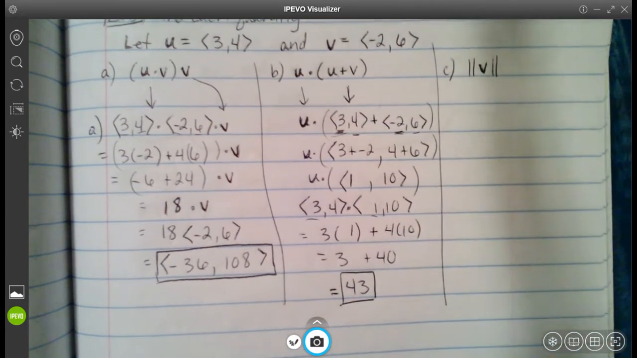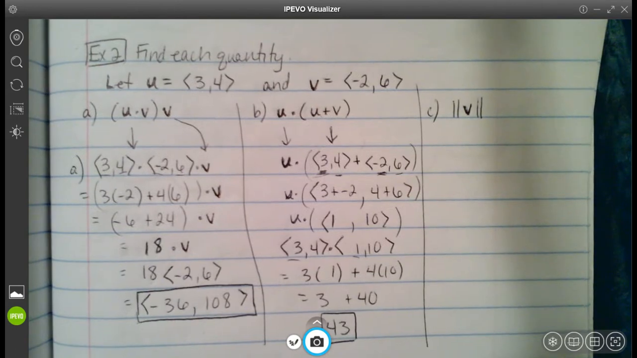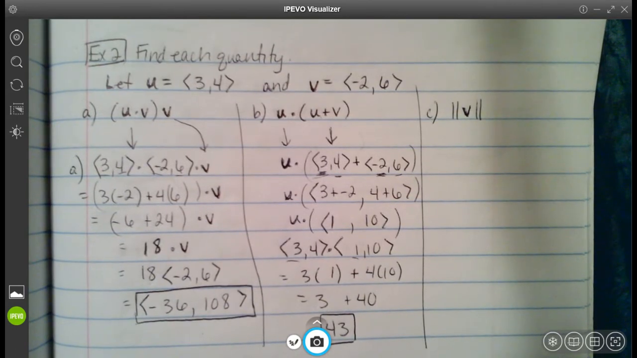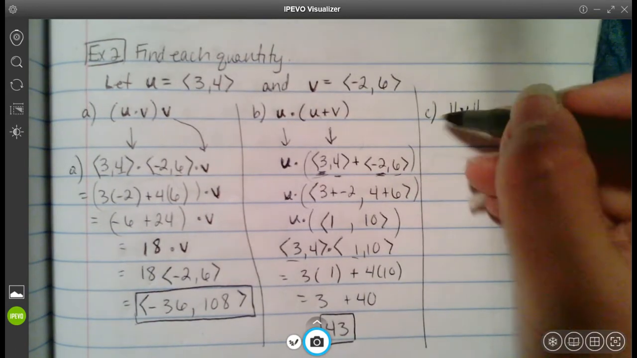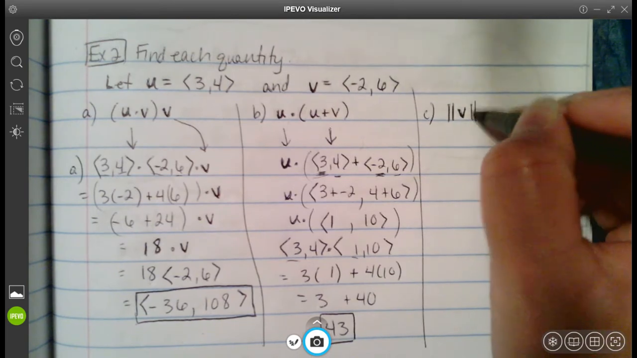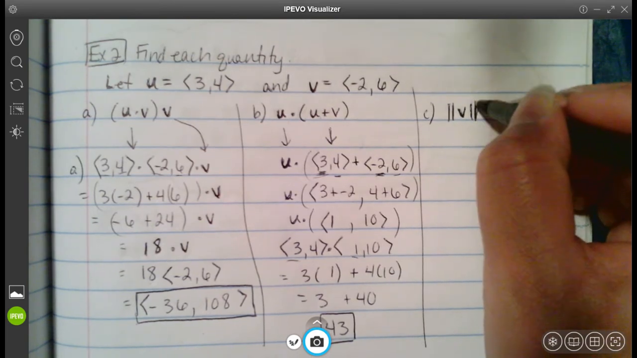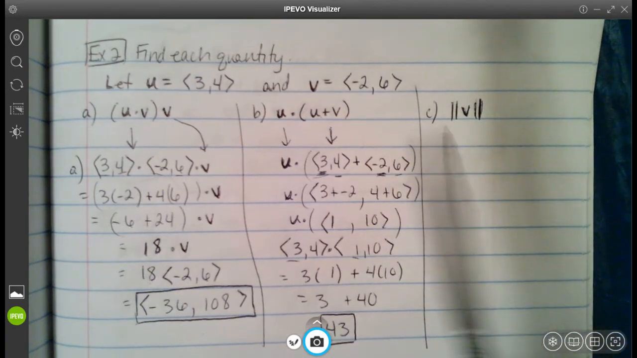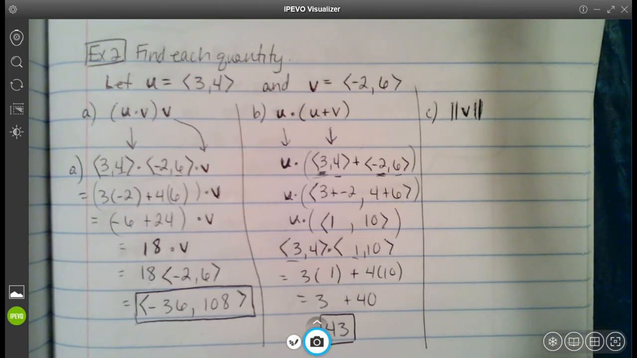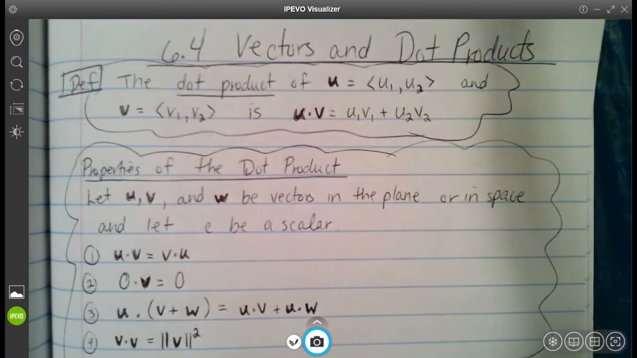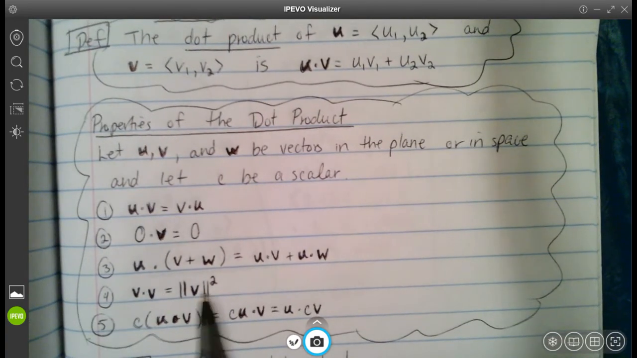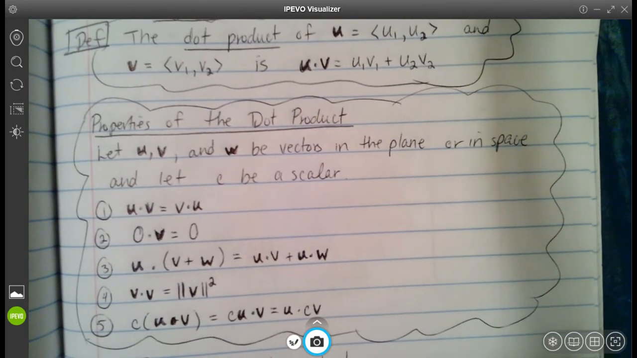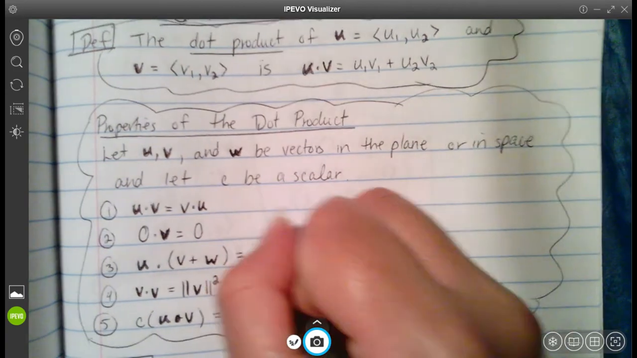Last one for this example, we have letter C. And this is asking for the magnitude of v. Remember, that's what these symbols are, kind of like a double absolute value, so to speak. Okay, but it's magnitude. So we want the magnitude of v. So on our page before, just to quickly show you, we have that the magnitude squared is equal to the dot product of v. So I kind of want you to add something here.